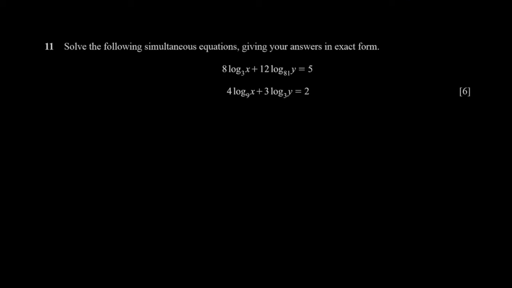Right then, question 11. Solve the following simultaneous equations, giving your answers in exact form. And we've got these things here. Now, what we should notice is that we've got logs with different bases. So here we've got a base of 81, and here we've got a base of 9. And so we want to change it so that all the bases are the same. And ideally, we want to have the lowest possible base. That's generally a good thing. Go from a high base to a low base.